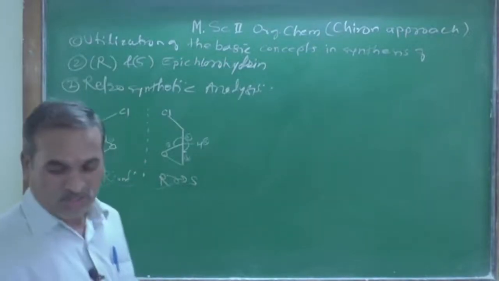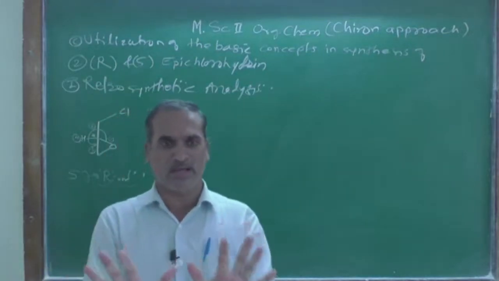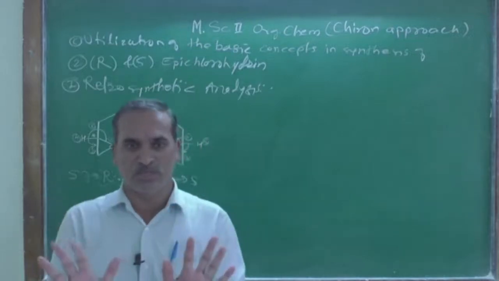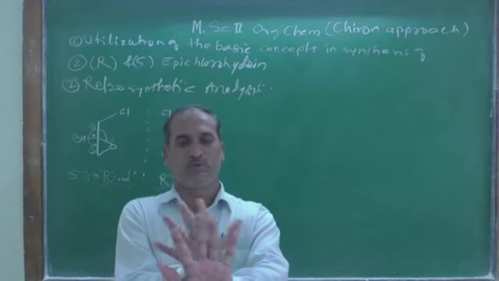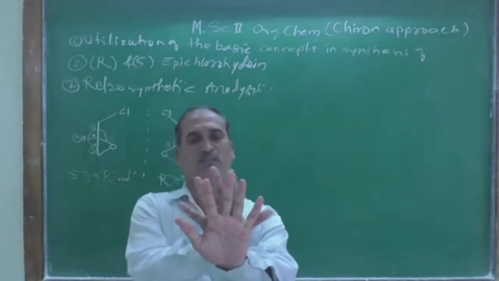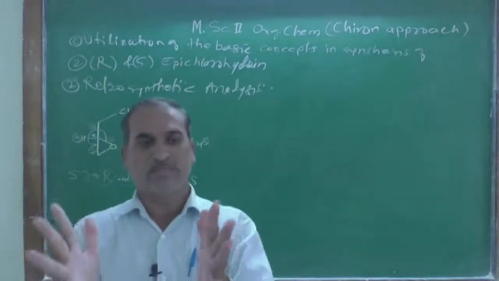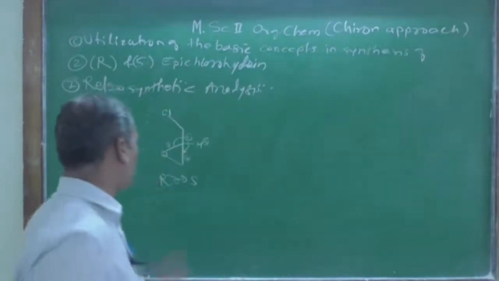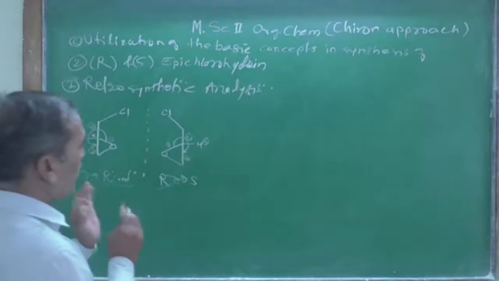And now the best example is there. Look at our hands. These two hands are enantiomers of each other, meaning they are non-superimposable. If you put them here, look, one thumb is here, one thumb is there, meaning they are enantiomers. So they are non-superimposable mirror images, and that is called an enantiomer.